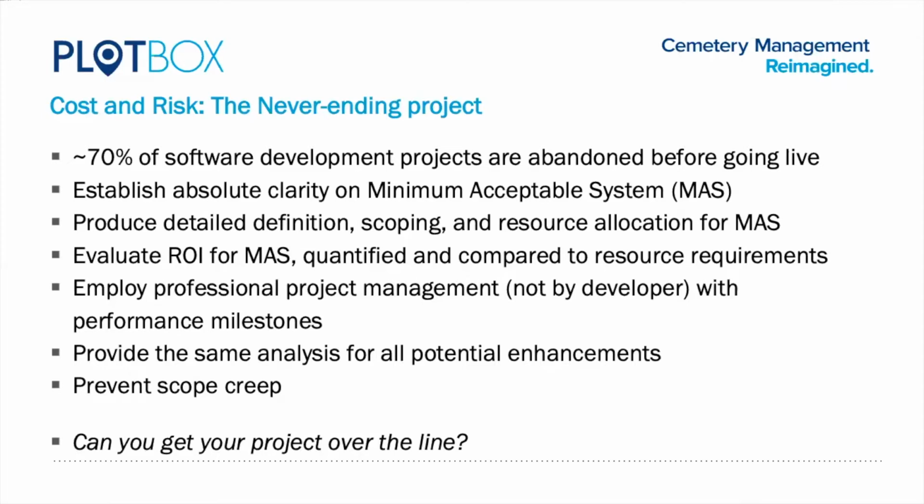One of the first things to do is, we talked about the minimum acceptable system before, establish absolute clarity on what that is and work toward that. Then you produce a very detailed definition, scoping, and understand the resource allocation for producing that minimum acceptable system. In doing that, you now have some clarity to move forward, and then you start making some decisions about that. You can look at that minimum acceptable system and evaluate the return on investment for it. So you can compare that to the resource requirements that you have. So I can get this return on investment, but it is going to cost me this much in resources to do it. Does it turn out that that project is worth it? Does it turn out that there might be a better way to do it?